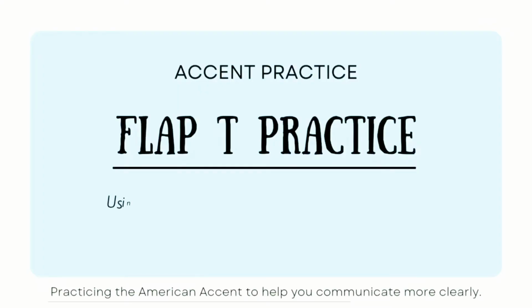The flap T is one of the most commonly used T sounds in American English. It's the sound that you hear in words like city or better. It's also what makes the difference between saying something like how to get out of the building and how to get out of the building. If you want to sound more natural in American English, then this flap T practice is for you.